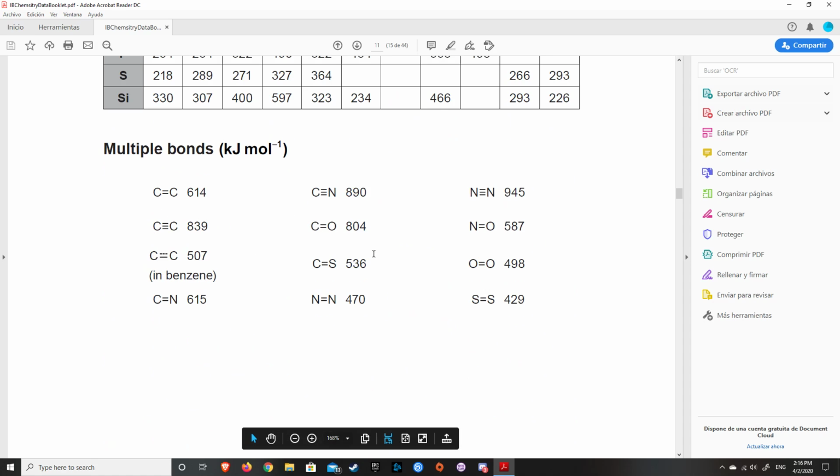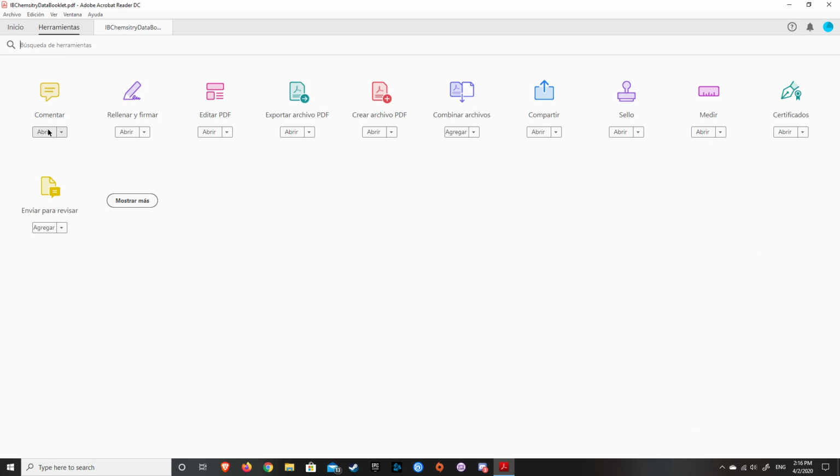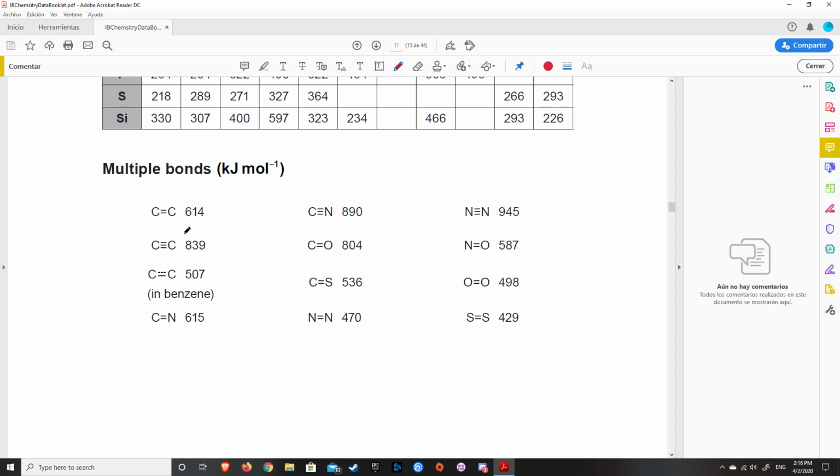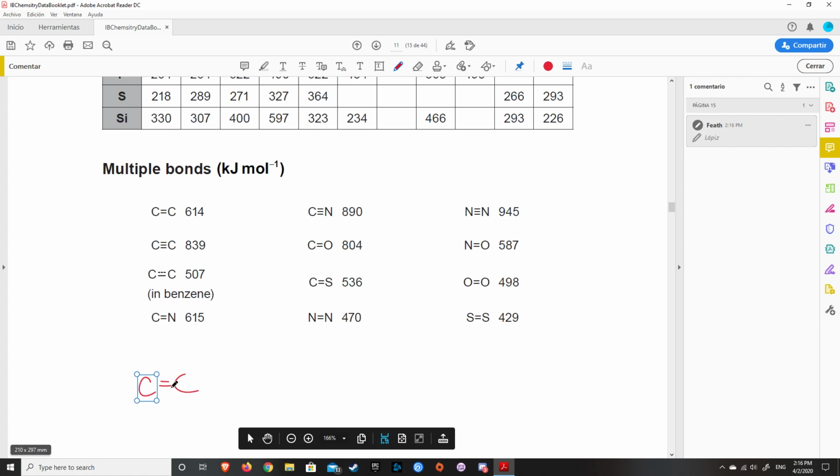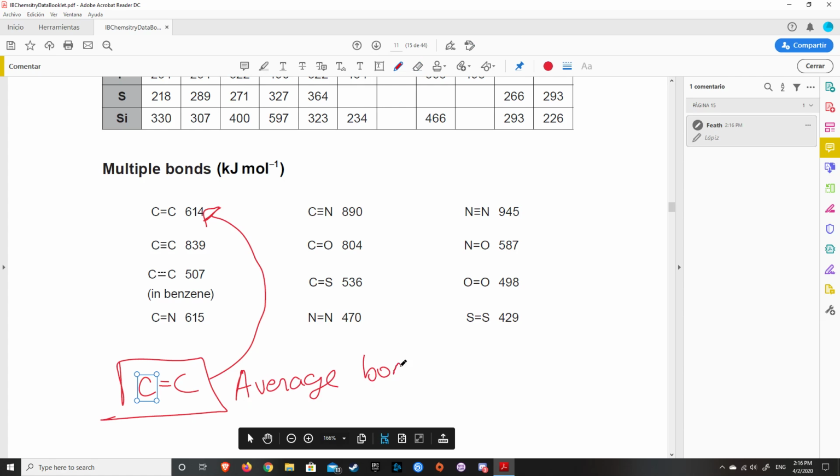Let's just look at this down here just as an example. I'm not going to save this. I'm just going to comment right on here. So what these are, right? A carbon-carbon double bond. The value that they're giving you here is the average. Yeah, I know this is a fancy new trick, right? I can write on PDFs now. It's the average bond energy of a carbon-carbon double bond. But what I want you to imagine, though, this is average.